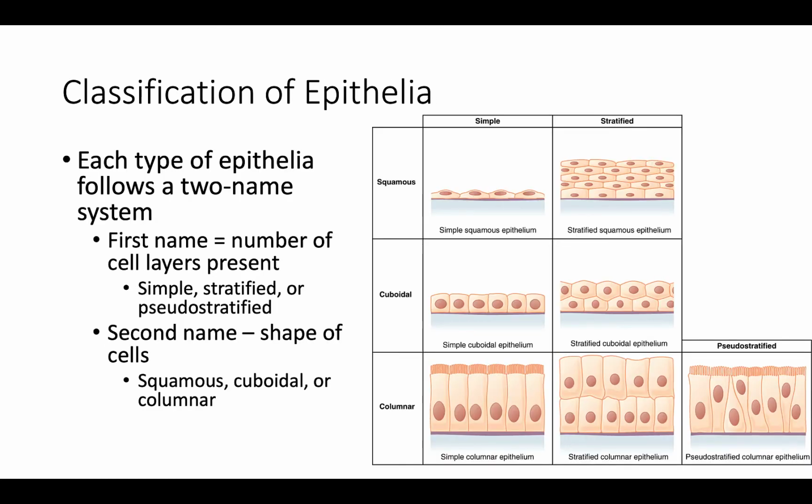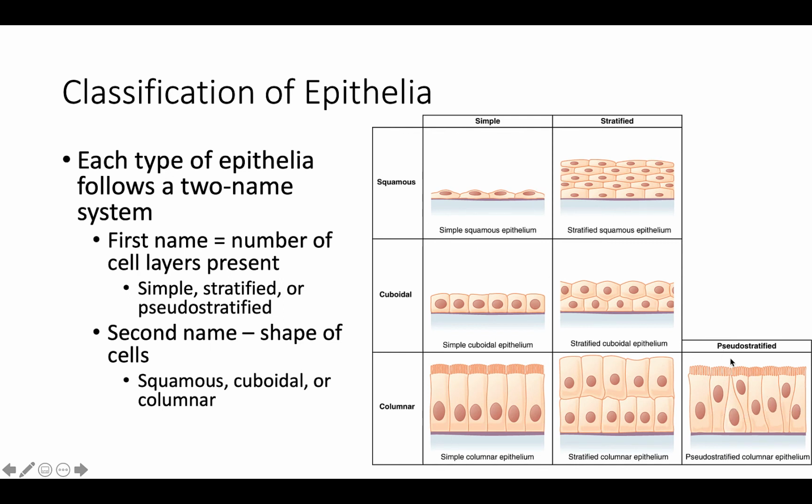So notice that when we're looking at all the different types of epithelia in this picture, they have multiple layers, and the simple types only have one layer of cells. So you can kind of think of this system of naming different types of epithelia as a two-name system. The first name being the number of cell layers that's present, either simple, meaning one layer, or stratified, meaning multiple layers. Or pseudostratified, where it looks like there's multiple layers, but it's actually just one layer.